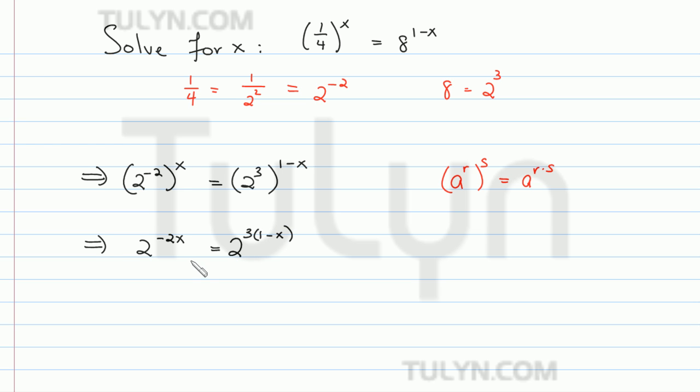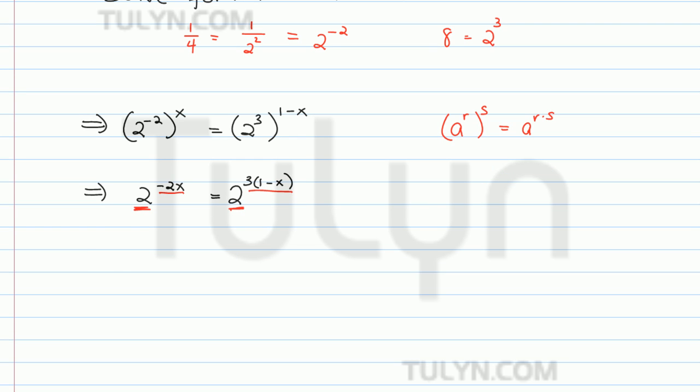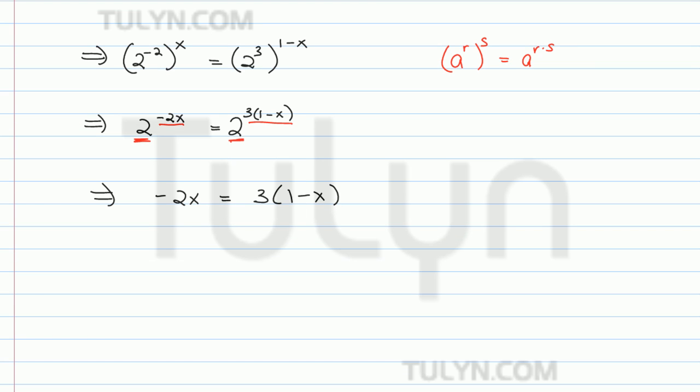Now notice what we have. We have an equation, so these two guys have to be equal, and the bases are exactly the same. So if these two are equal and the bases are equal, then the exponents must be equal as well. So it suffices to solve the equation -2x is equal to 3 times (1 minus x). So let's solve for x.